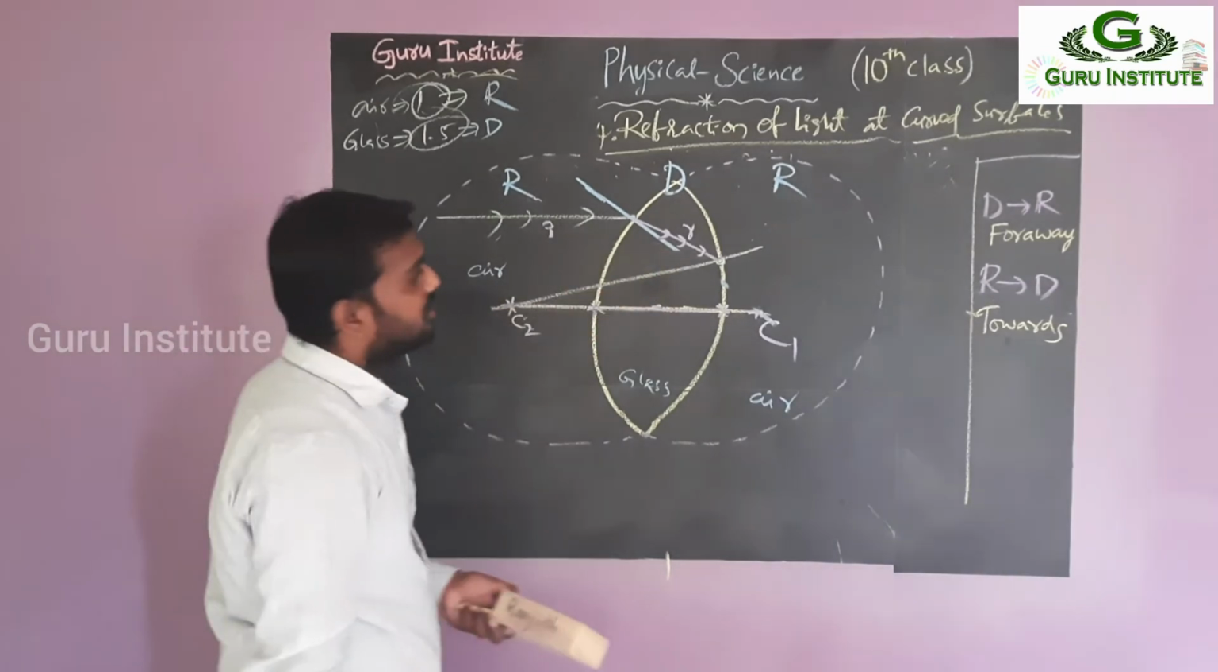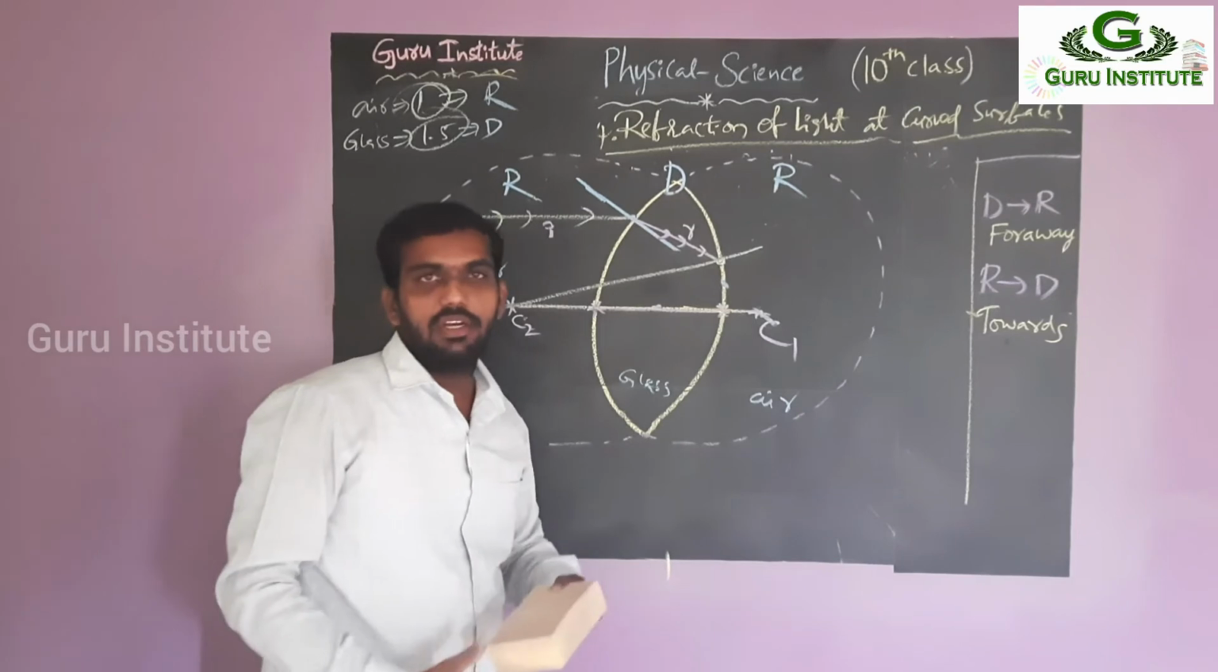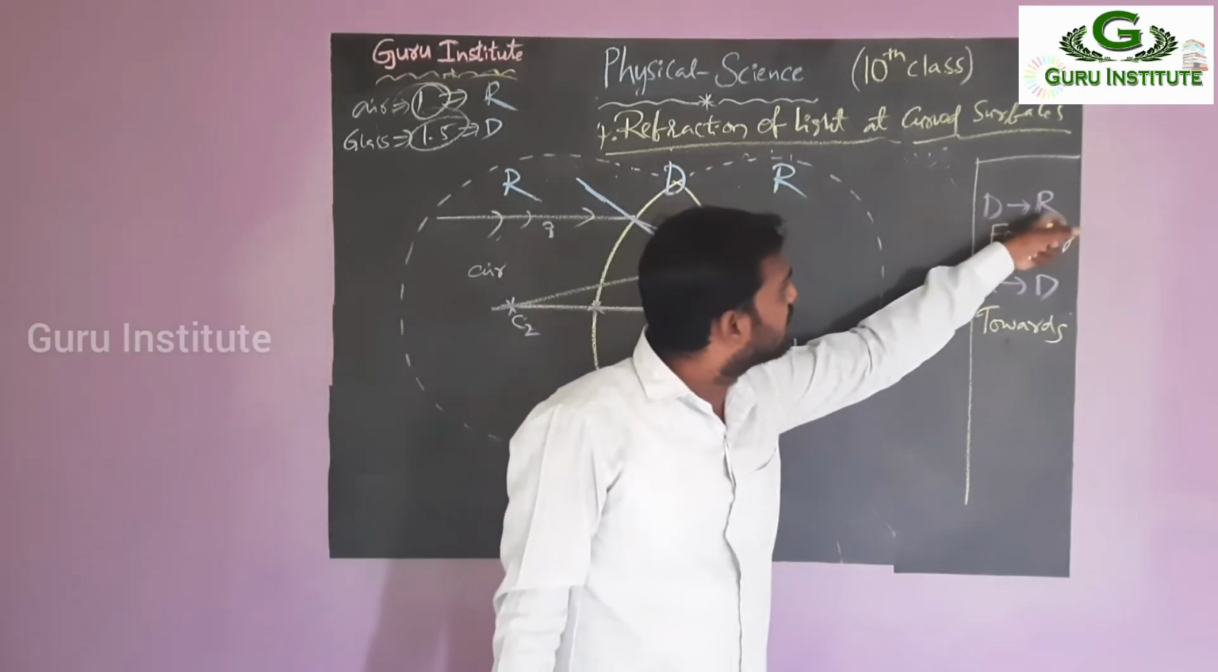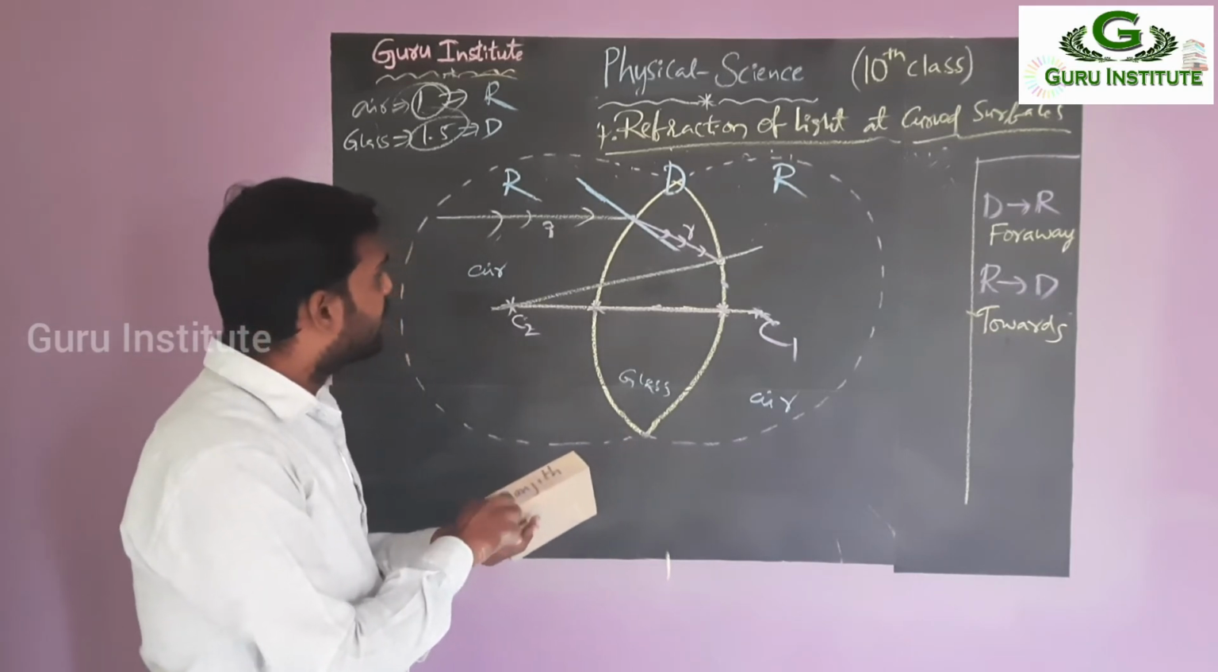So this is the normal. Then, which side is it moving? Denser to rarer. So denser to rarer means what happened? Far away from the normal.